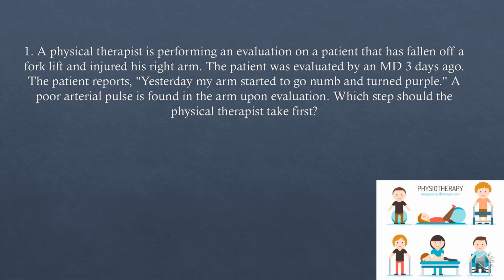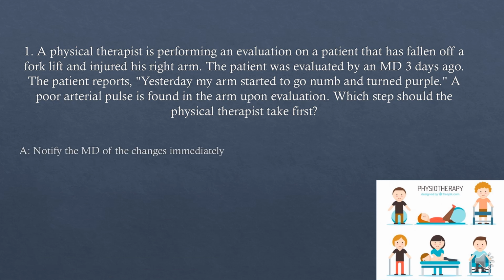Question number one. A physical therapist is performing an evaluation on a patient that has fallen off a forklift and injured his right arm. The patient was evaluated by a medical doctor 3 days ago. The patient reports, yesterday my arm started to go numb and turned purple. A poor arterial pulse is found in the arm upon evaluation. Which step should the physical therapist take first?